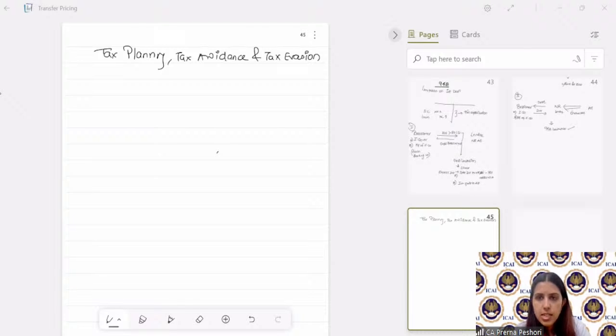Yes, Jaydev, that's correct. Tax evasion is illegal. So, tax planning and tax avoidance, you mean they are legal? Any other difference, anyone? Very quickly. Using benefits given in tax to reduce tax is avoidance. No, that's not correct, Naveen.